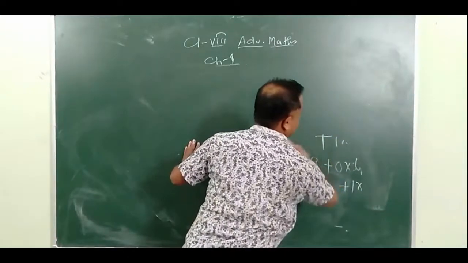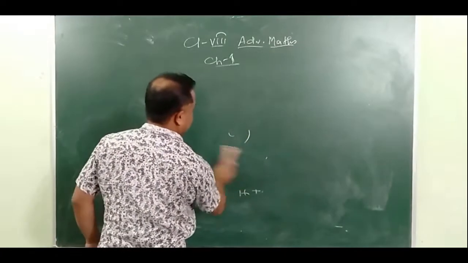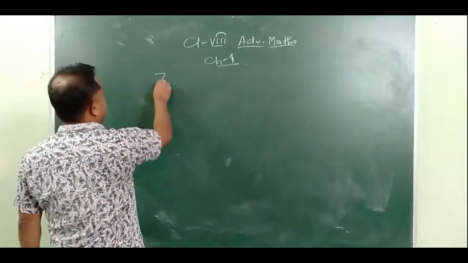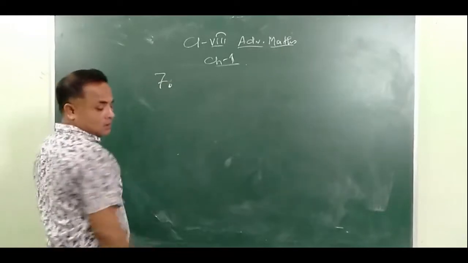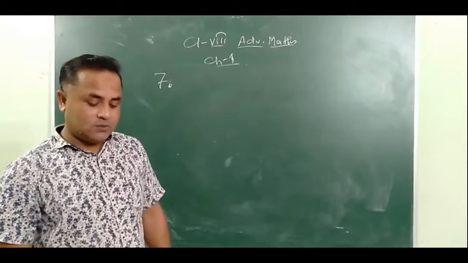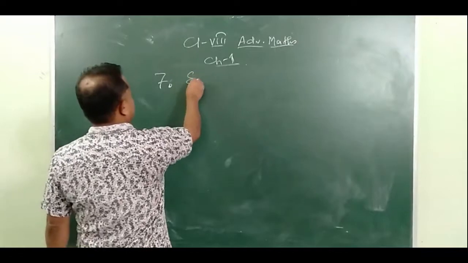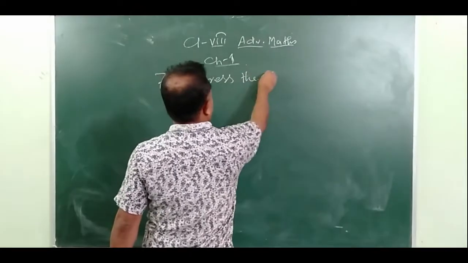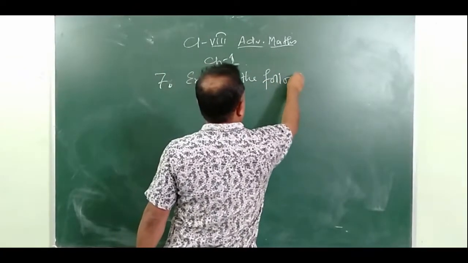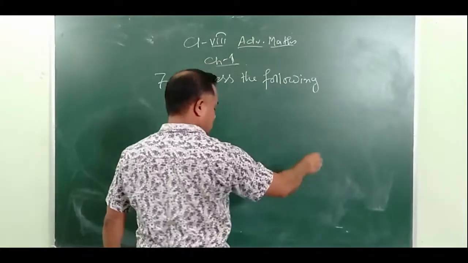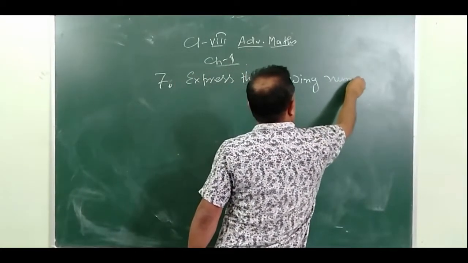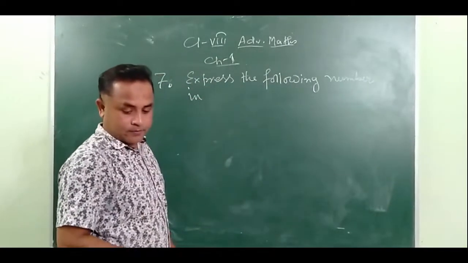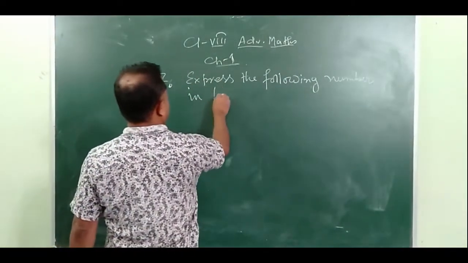Now the last one, question number 7. The question says: express the following numbers in binary system.